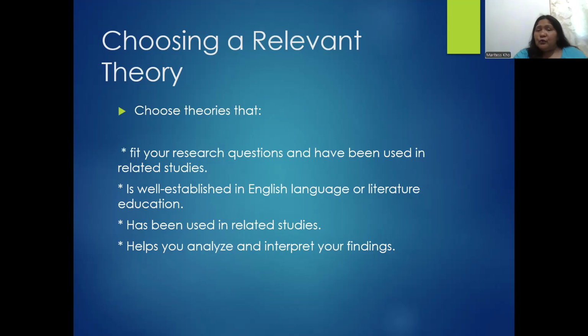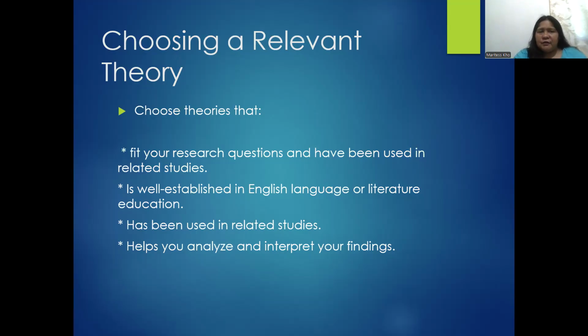So I'll give you, for instance, reader response theory by Rosenblatt. This is a well-established framework that explains how readers actively construct meaning from texts, no? And that makes it suitable for research on literary engagement, or what you call interpretation.